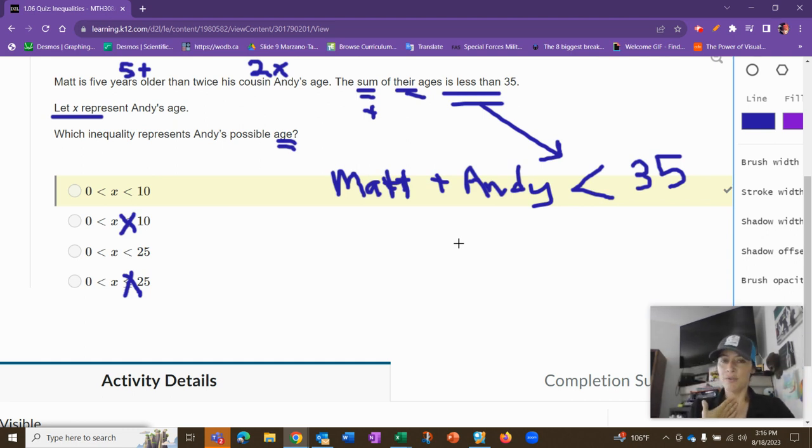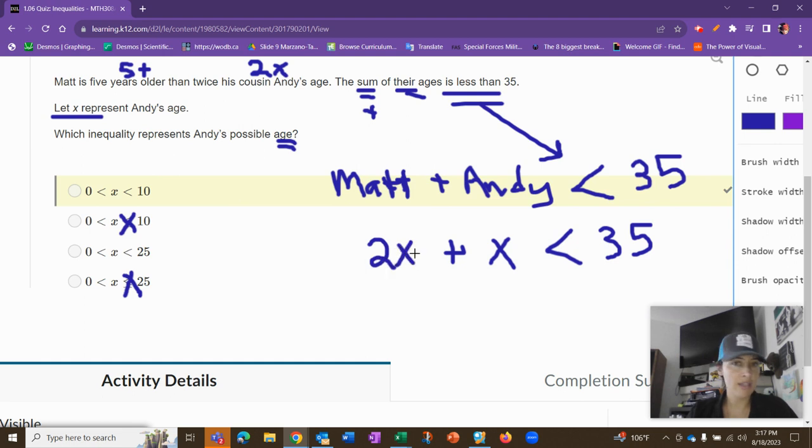Okay, so now Andy, let Andy be X. I just read the problem, so I didn't really do a whole lot of thinking there. Let X represent Andy's age. Okay, X plus Matt. I did the thinking already. Twice his age, well, that's 2 times X. Twice is always double. 2 times what? 2 times Andy's age. Well, Andy's age is X, so 2 times X. 5 years older would be like 5 plus. Now we do our algebra always. We'd end up with 5 plus 3x.